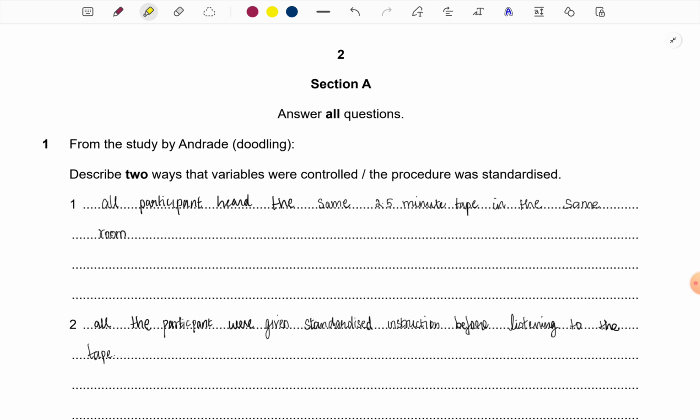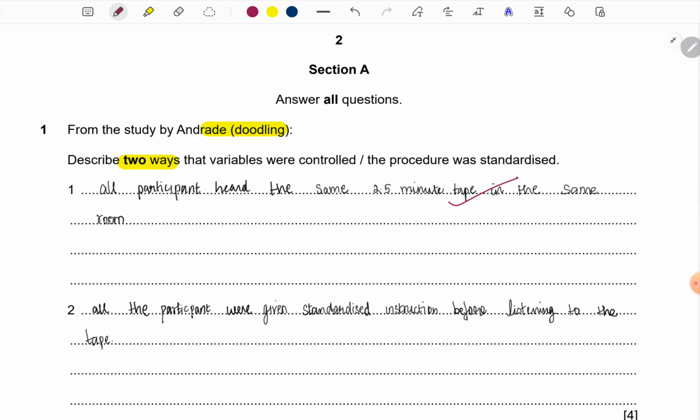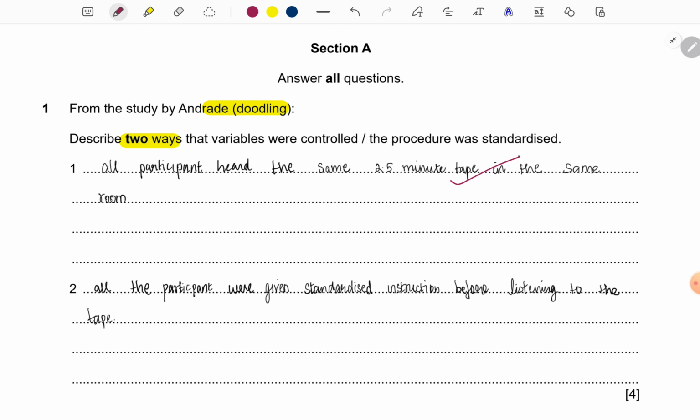From the study by Andre, describe two ways that variables were controlled or the procedure was standardized. Okay, now clearly they have mentioned we have to give two ways. And there are two slots to answer, as we always know. So here the student writes that all participants heard the same 2.5 minute tape, which is a good example. And she also says that they were given standardized instructions before listening to the tape.